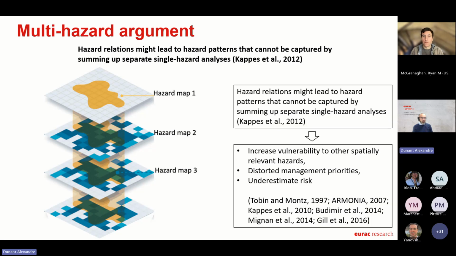The reason for that is that you increase the vulnerability to other spatially relevant hazards. You distort management priorities. For example, if you focus on earthquake without looking at the flood, these kinds of things. And overall, you just underestimate the risk. There's a long list of publications about this feature of multi-hazard risk assessment.